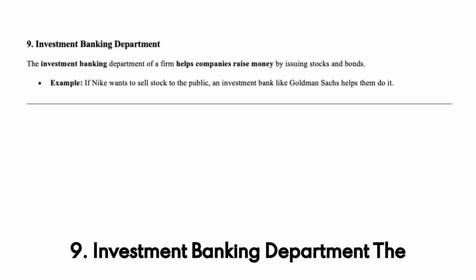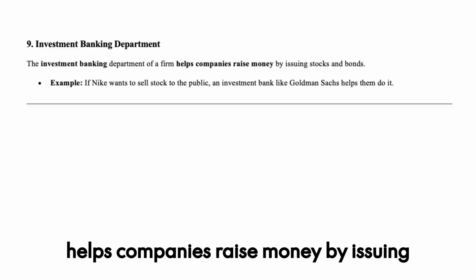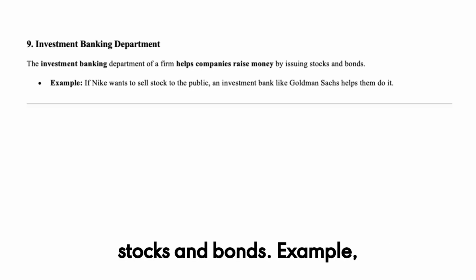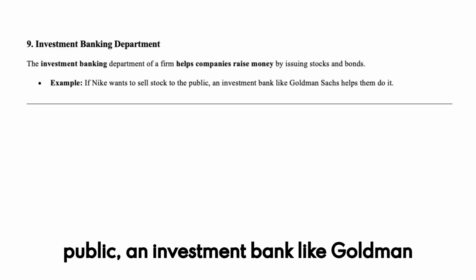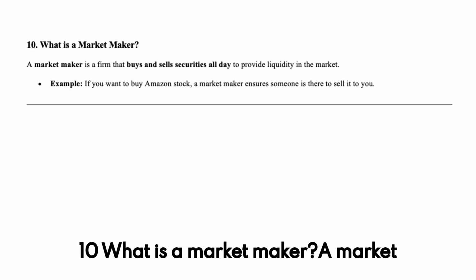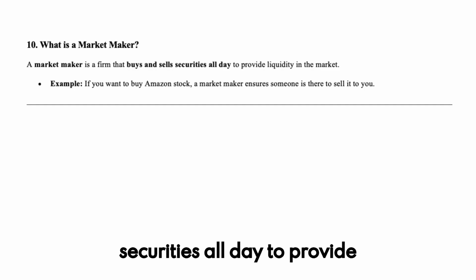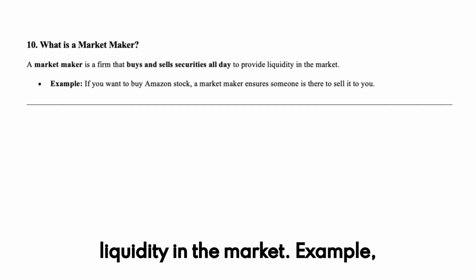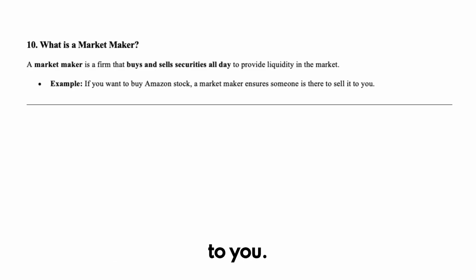9. Investment banking department. The investment banking department of a firm helps companies raise money by issuing stocks and bonds. Example, if Nike wants to sell stock to the public, an investment bank like Goldman Sachs helps them do it. 10. What is a market maker? A market maker is a firm that buys and sells securities all day to provide liquidity in the market. Example, if you want to buy Amazon stock, a market maker ensures someone is there to sell it to you.